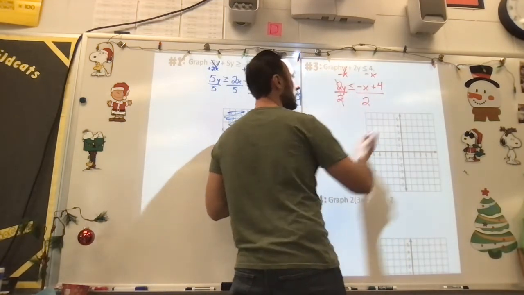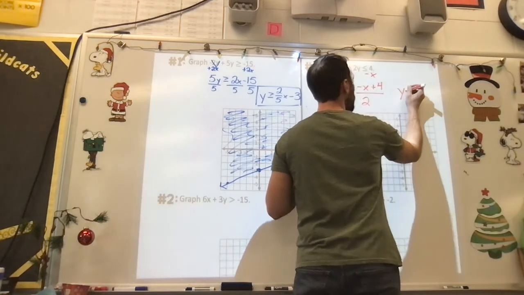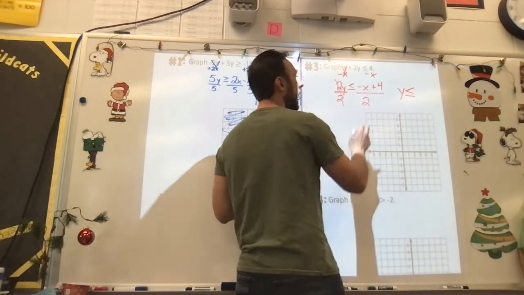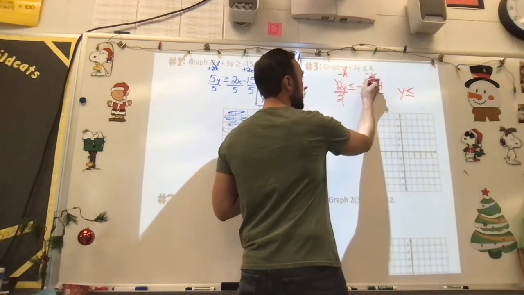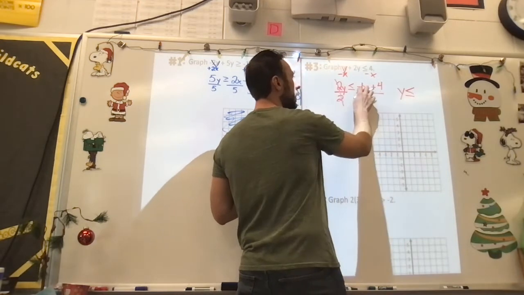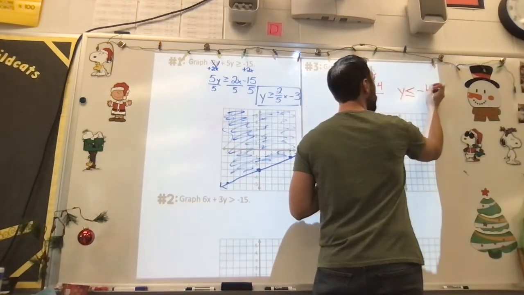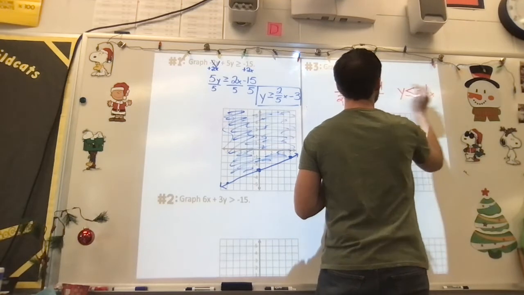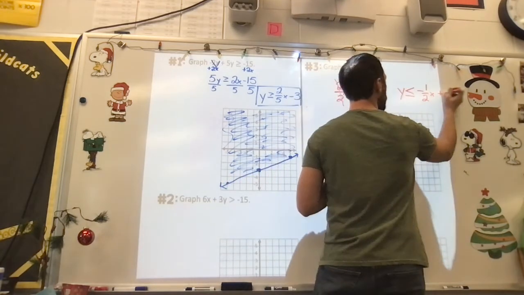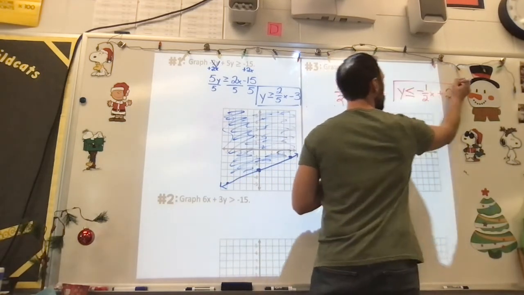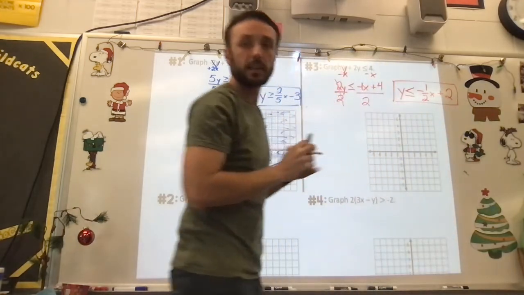Those two cancel out, and I am going to be left with y is less than or equal to, and that's negative x, that's the same as negative 1x, which would be the same as negative 1/2 x, and 4 divided by 2 would be a positive 2. Hopefully you can see that. Yeah, you can see that.